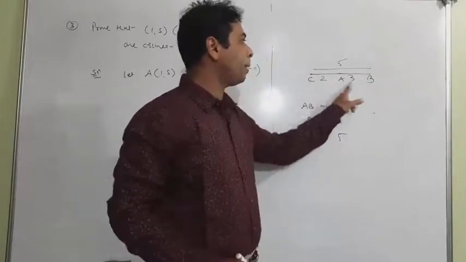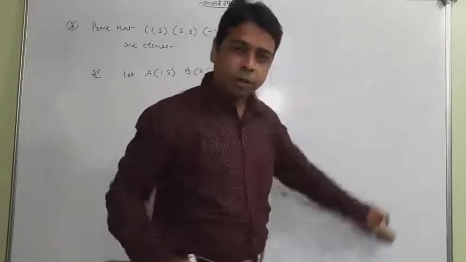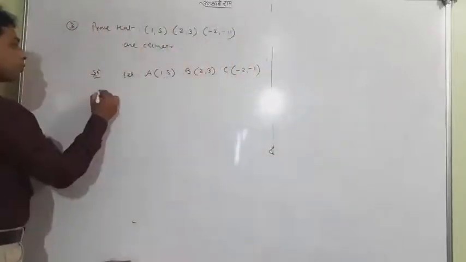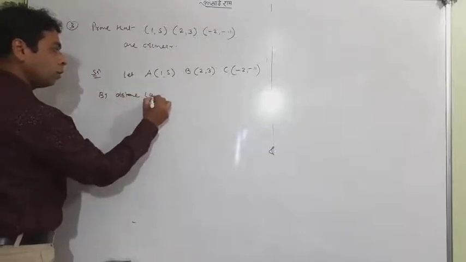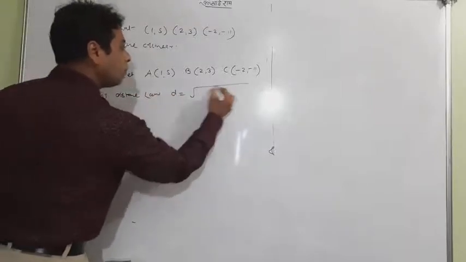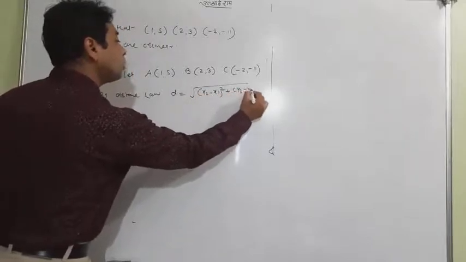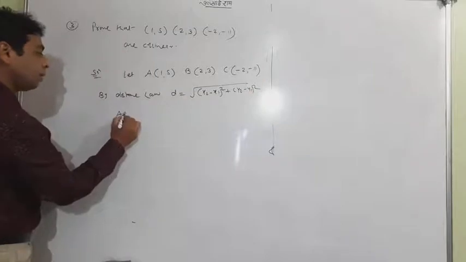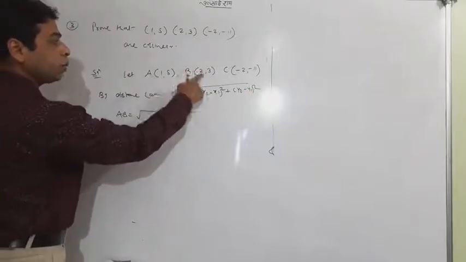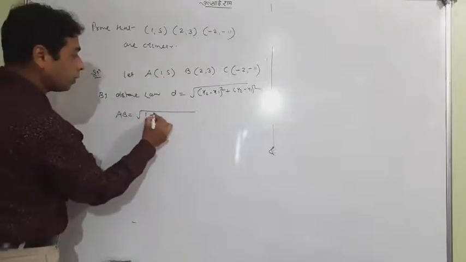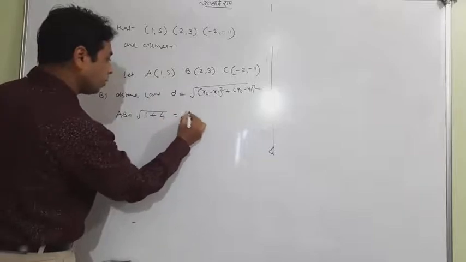This time CA plus AB equal to CB. So please don't bother about the position of the point. You only find by distance formula, D is equal to, only one time I am writing the formula, square root of (x2 minus x1) square plus (y2 minus y1) square. You find first AB: 2 minus 1, 1, 1 square is 1; 3 minus 5 is minus 2, square is 4. Your answer is root 5.